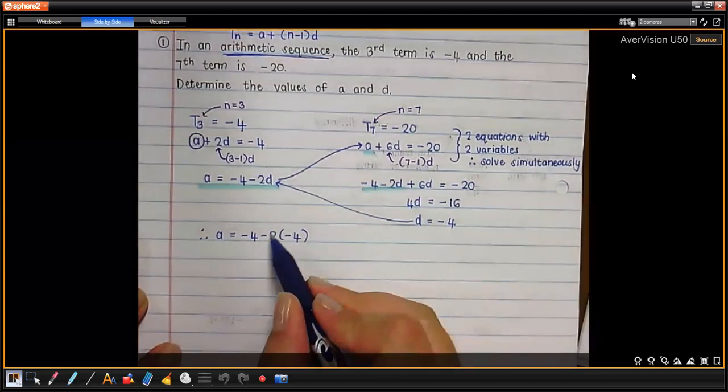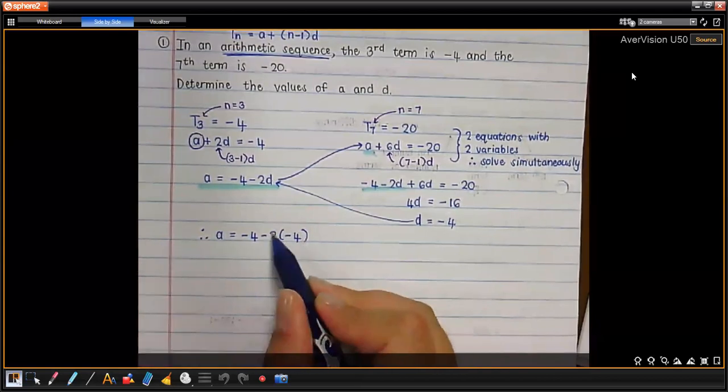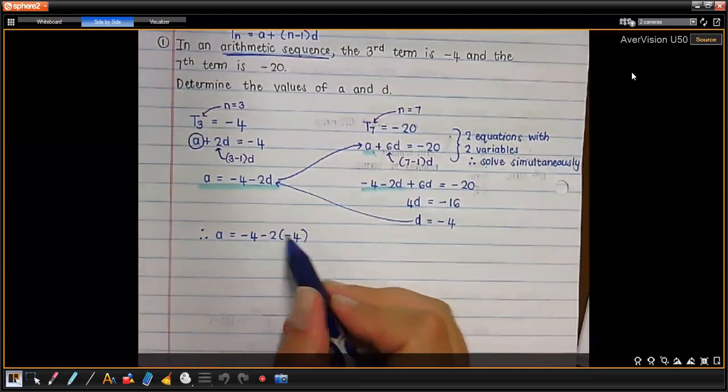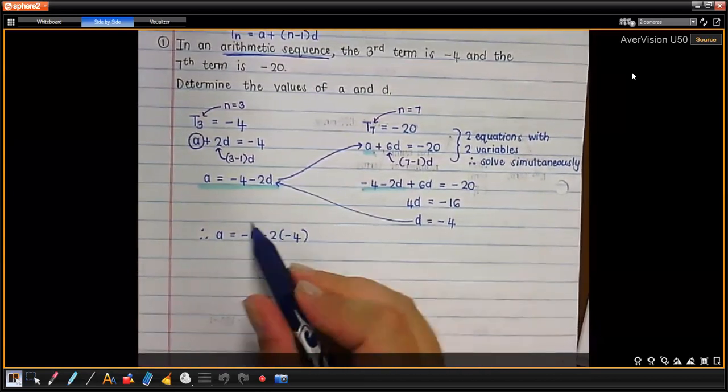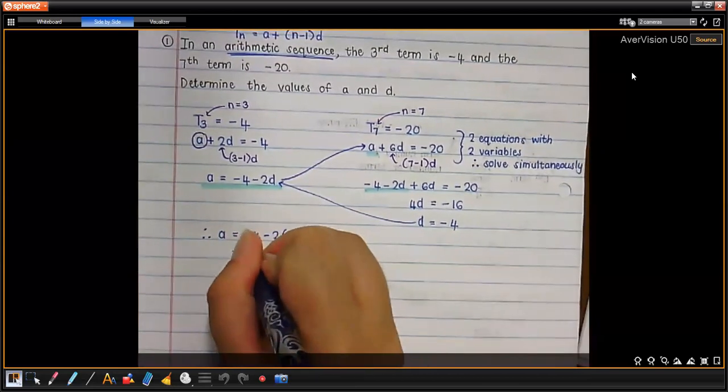Right, what is negative 2 times negative 4? Negative times negative is actually a positive, right? And 2 times 4 is 8. So this is actually negative 4 plus 8, which is 4.